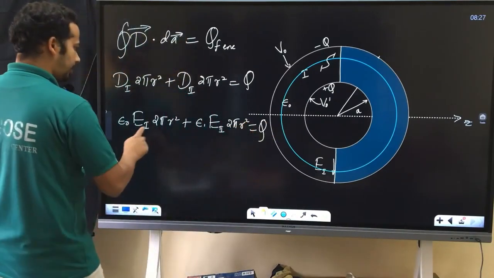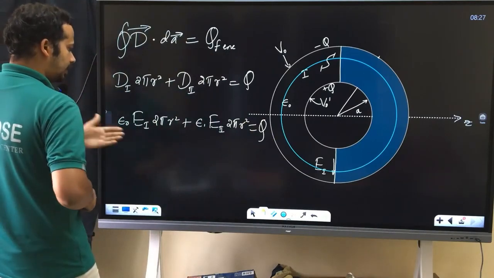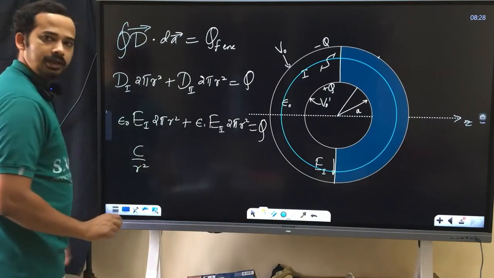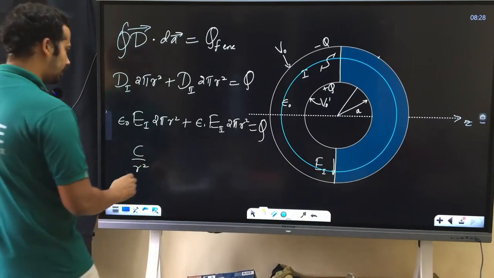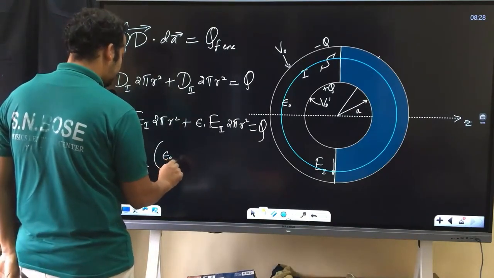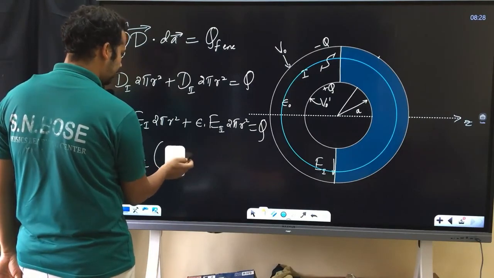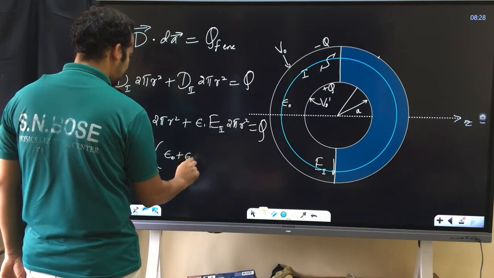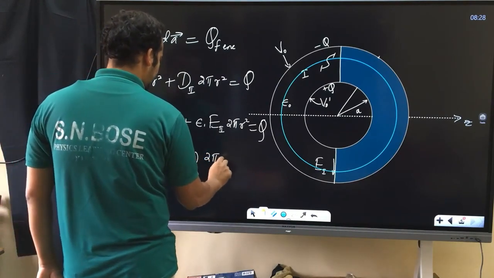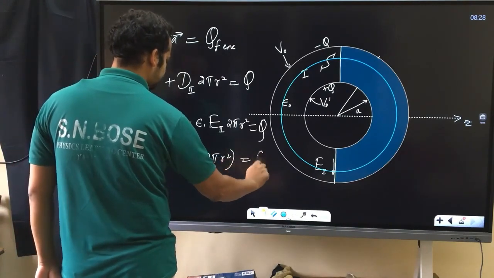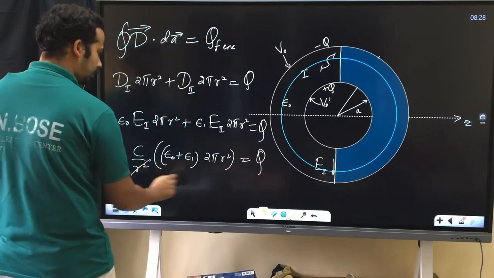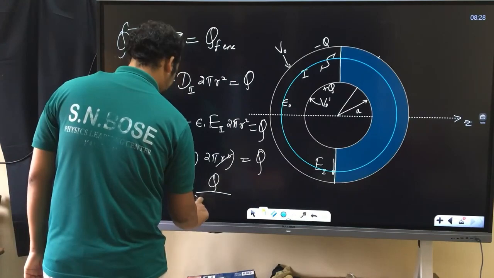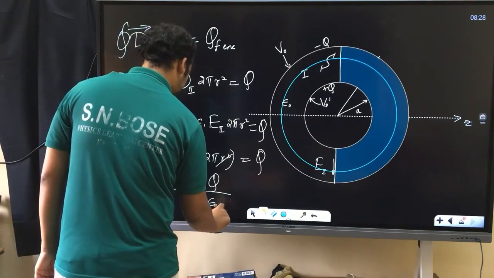So E1 is equal to E2. You can take that E1 equal to E2 outside, that is C by r square. Am I right? That I can take outside. Epsilon naught 2 pi r square, epsilon 1 2 pi r square. What would happen? Epsilon naught plus epsilon 1 into 2 pi r square. R square got cancelled. C is equal to Q by 2 pi into epsilon naught plus epsilon 1.